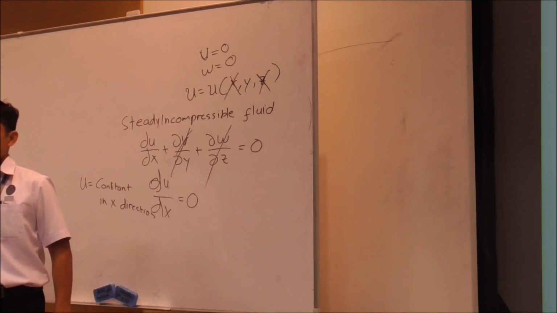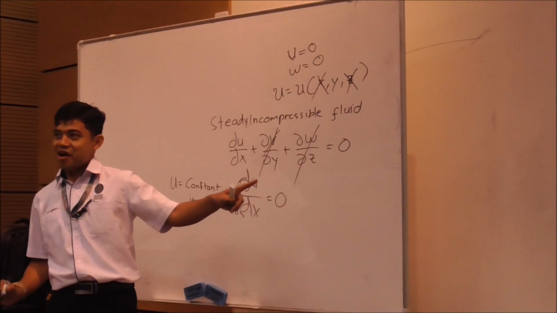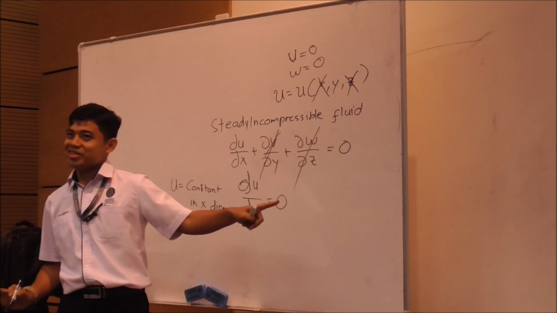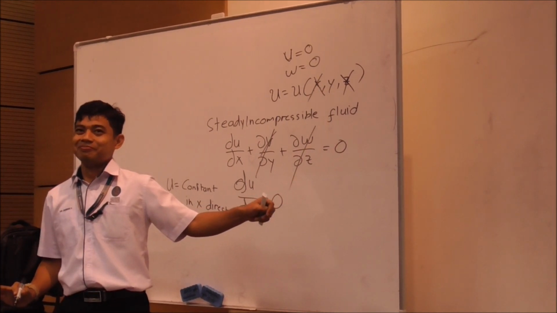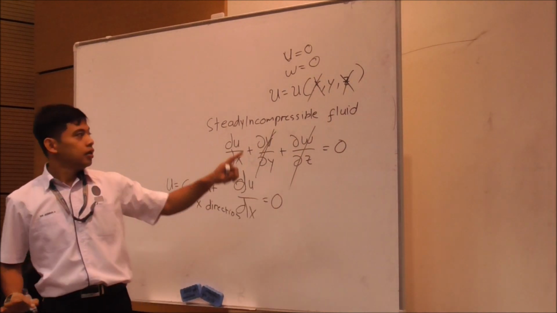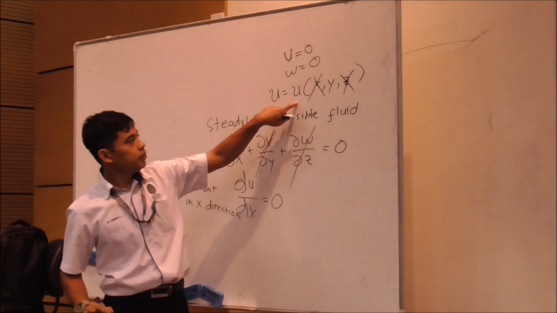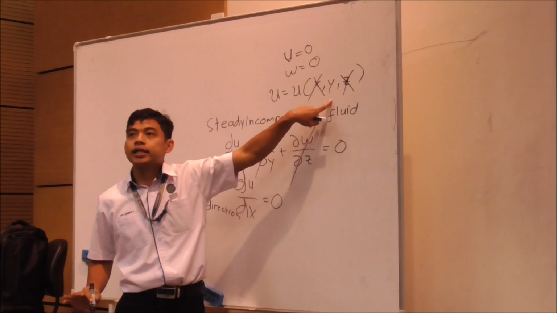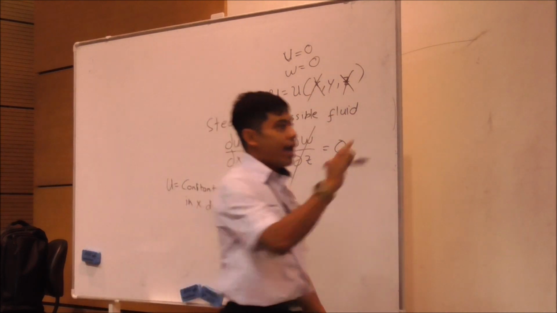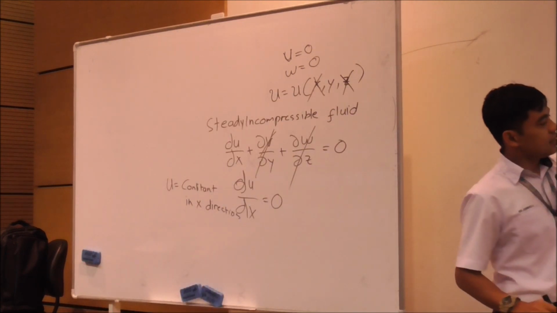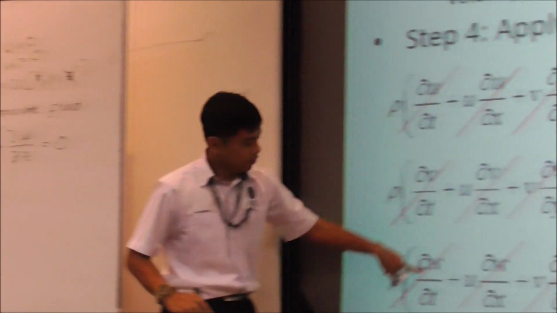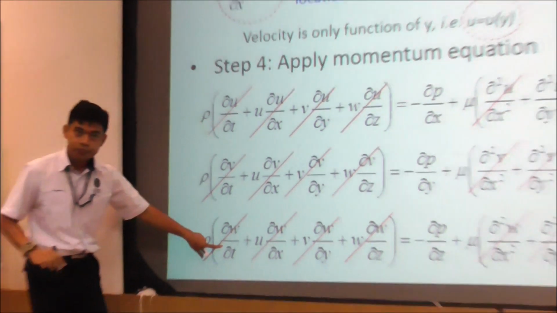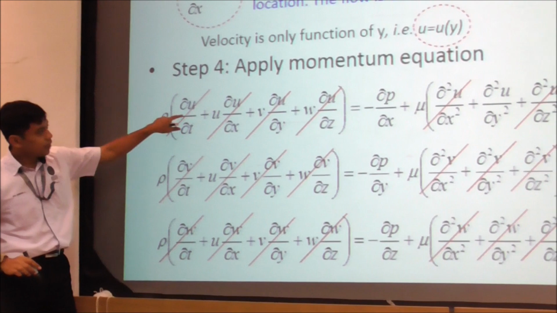Clear until this point? Because only this one I will explain in detail. The other two I will just skip. Okay, clear? So you have u equal to u as a function of y. That's all. Now, having that, you can cancel this one because of the steady state condition, so everything in t you cancel.